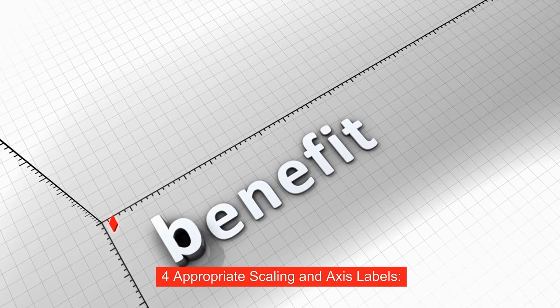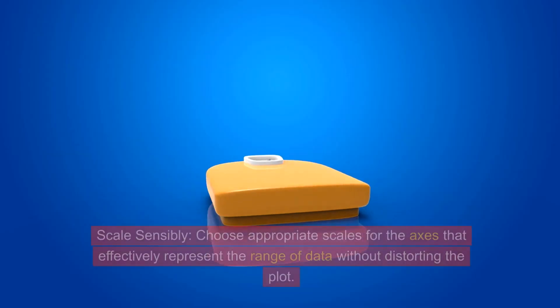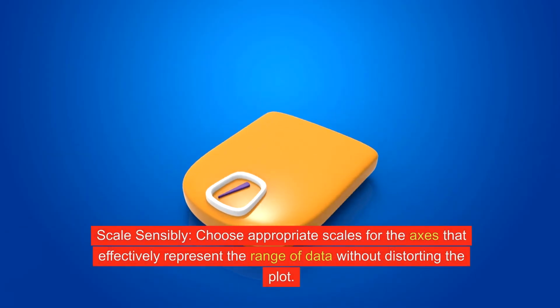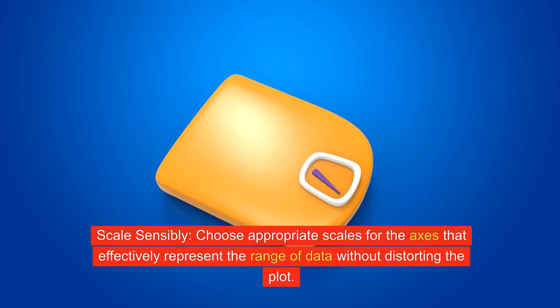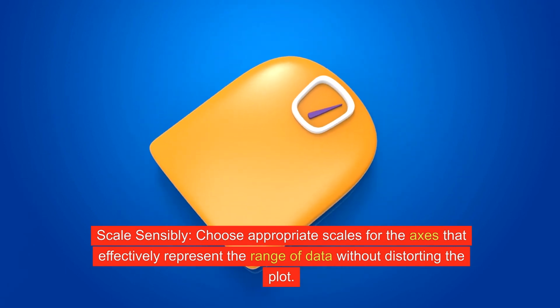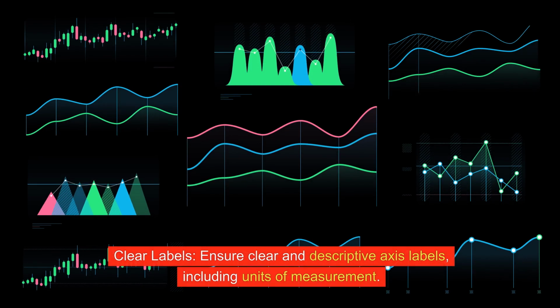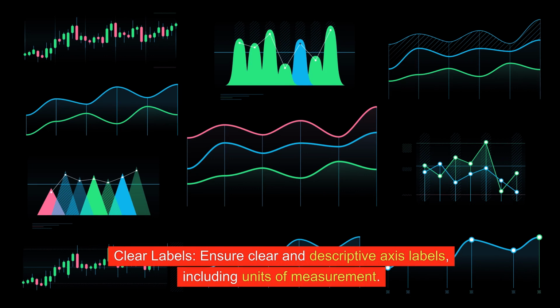4. Appropriate scaling and axis labels. Scale sensibly. Choose appropriate scales for the axes that effectively represent the range of data without distorting the plot. Clear labels. Ensure clear and descriptive axis labels, including units of measurement.